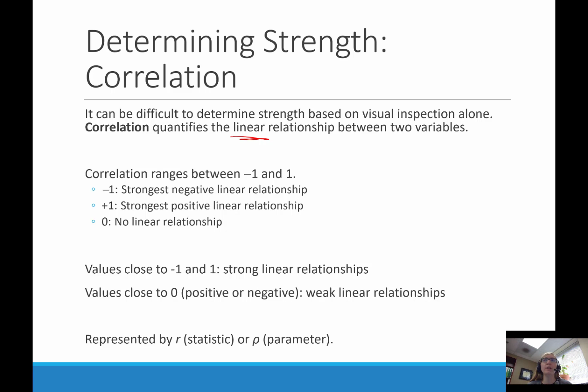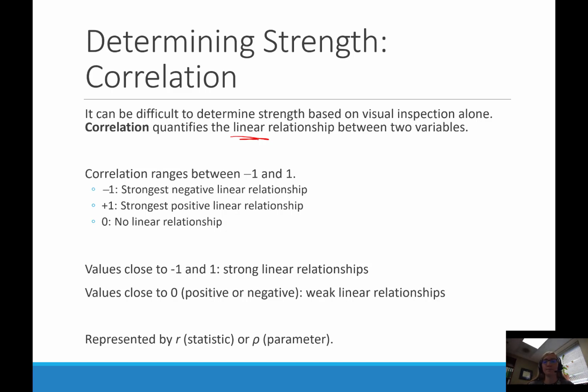Values close to -1 and +1 represent the strongest negative linear relationships and the strongest positive linear relationships, respectively. A value of 0 signifies no linear relationship. Values closer to 0 represent weak linear relationships, while values close to -1 and 1 represent strong linear relationships. Correlation is a numerical summary, just like a mean or a standard deviation. In our sample, correlation is signified by R, while the parameter for the population is represented by the Greek letter rho.